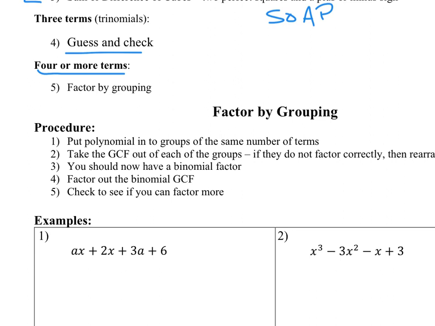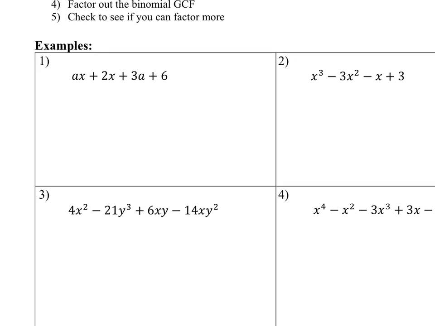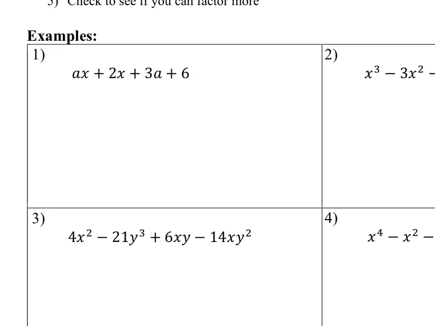So, put polynomials into groups. You can read this; you have the words right in front of you. Let's go over the examples. Factor by grouping is basically exactly what it says: you group stuff together. I have four terms here. You want to group them into even numbers of groups, so here I have 2 and 2.